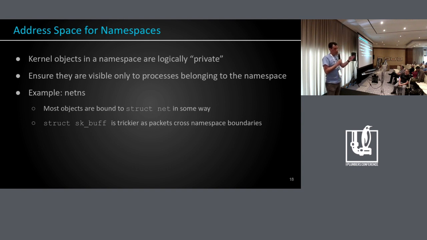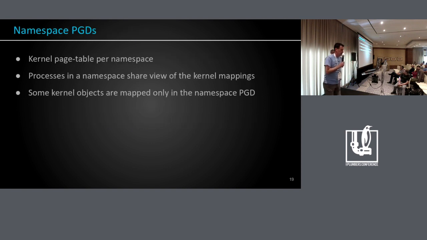There are also structures that cross namespace boundaries, for very simple cases, like sk_buff, which has to traverse all the namespaces on the way to the actual physical card and all the way back for the RX path. So initially what we started to do is looking into adding a context switch each time somebody tries to dereference NetNS. But then we realized it would not fly because it would screw performance completely.